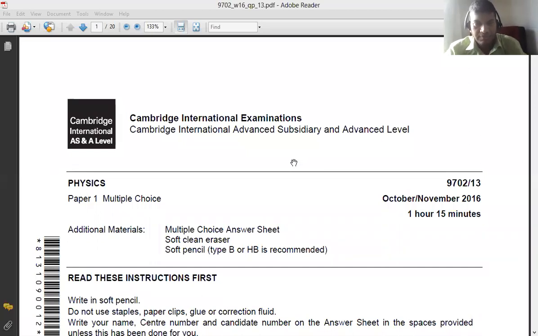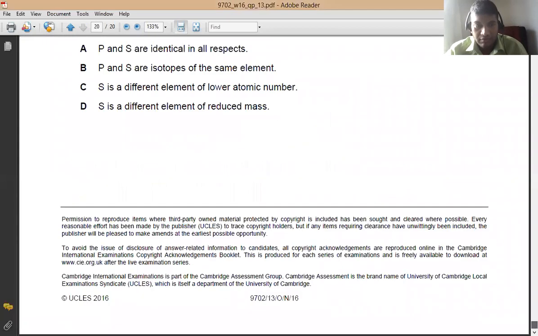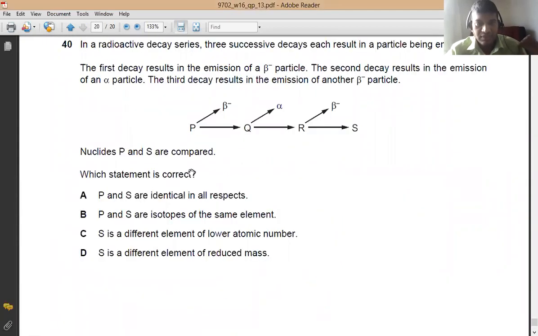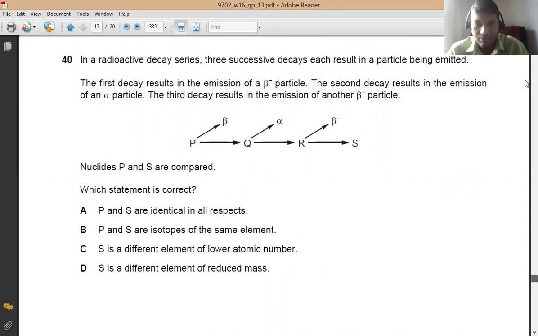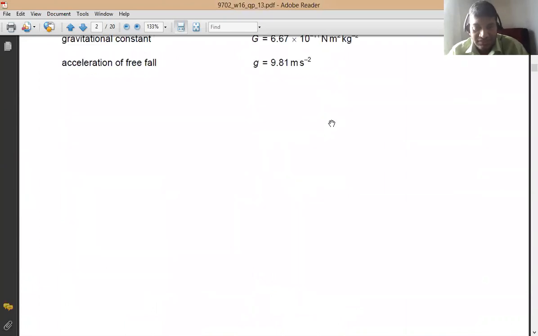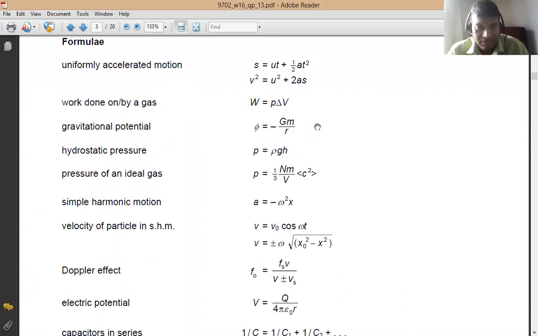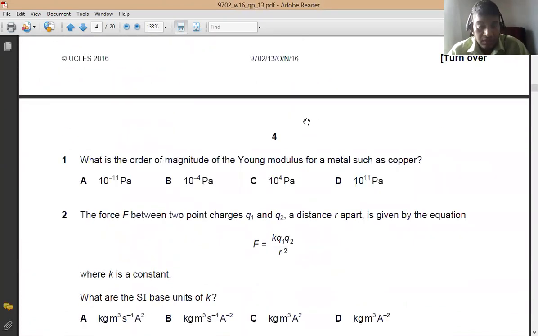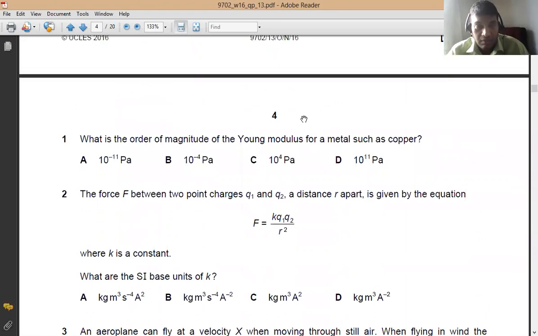So this is a 1 hour 15-minute paper. There are 40 questions, as you can see, and you have to spend your time wisely. So let's go to question number 1 straight away. What is the order of magnitude of the Young modulus for a metal such as copper?